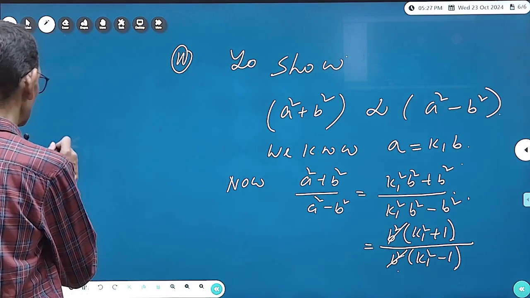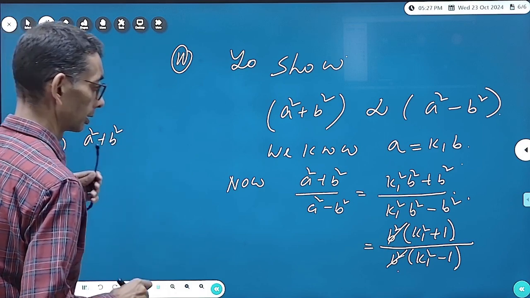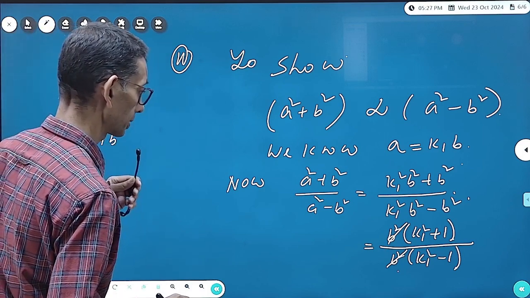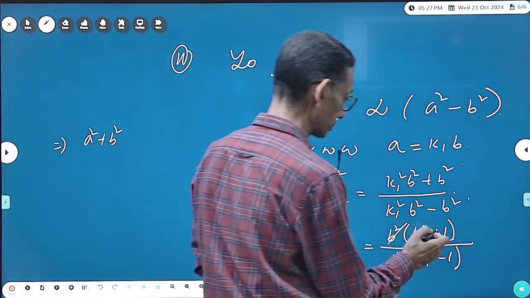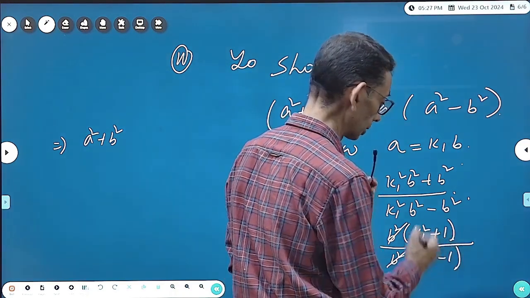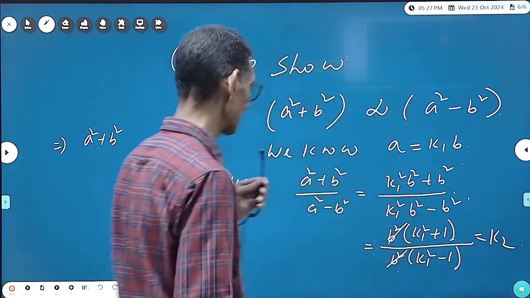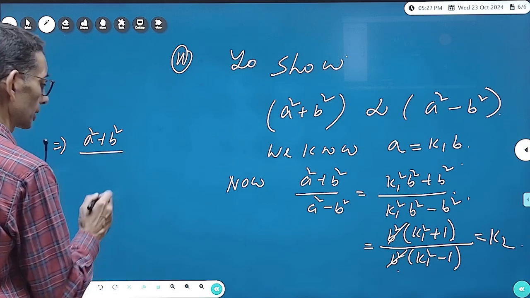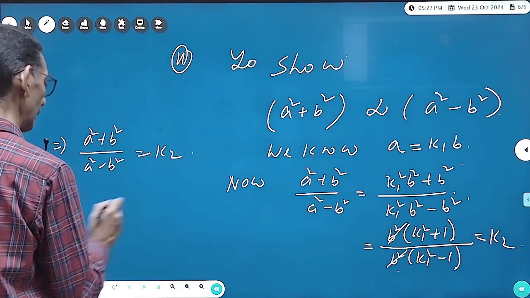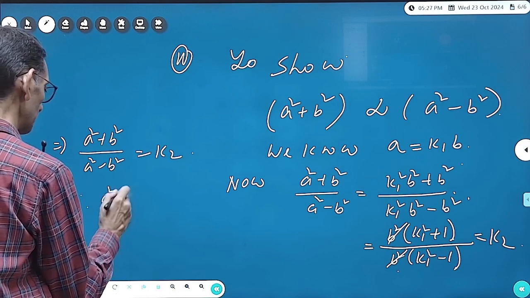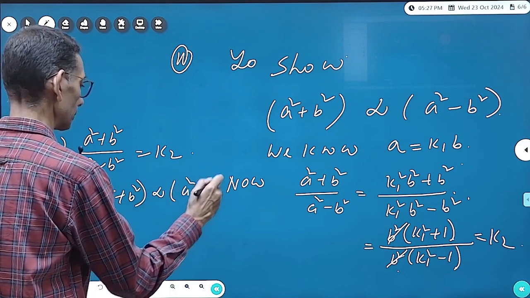So this implies a square plus b square. Okay, a square plus b square, right? Now do this: k1 square plus 1 over k1 square minus 1, the whole thing is a constant, right? Let me name it k2. It's easy to see a square plus b square divided by a square minus b square equals k2. Hence a square plus b square is directly proportional to a square minus b square.